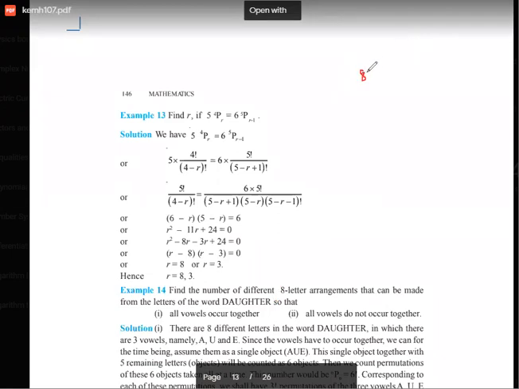Now, how to solve this? We have 8 factorial minus 6 factorial into 3 factorial. You can just take 6 factorial common, as simple as that. You are left with 7 into 8, minus 3 factorial, which is nothing but 6. So it is 6 factorial into (7 into 8 minus 6), which is 56 minus 6, that is 50. So this is the answer. Got it, everyone? I hope all of you got this.